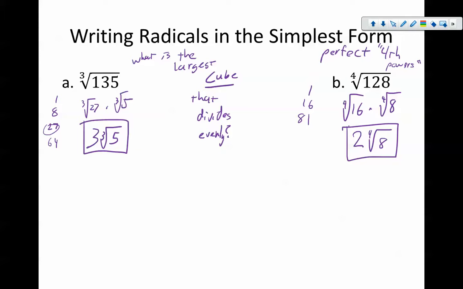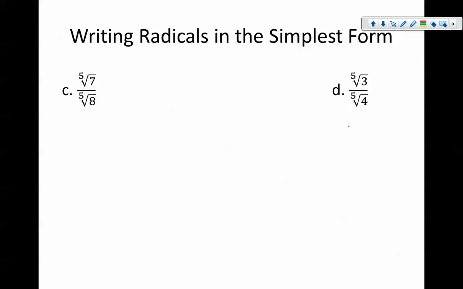Okay, I do have some practice for these on these ones, but let's do a couple of the division problems, and then I'll send you to go do that.